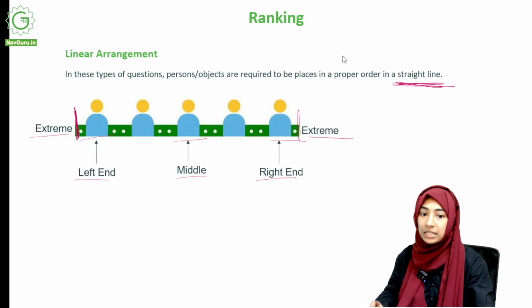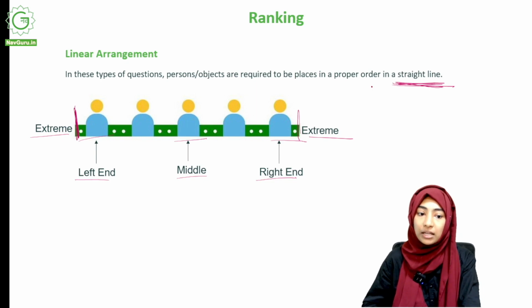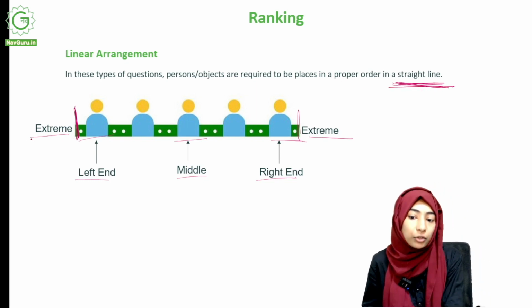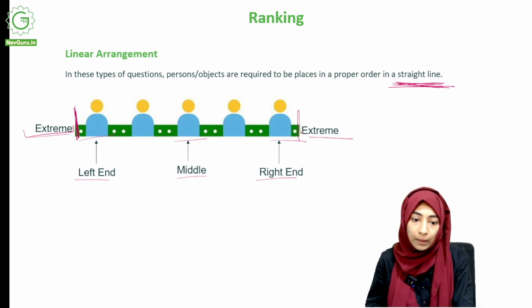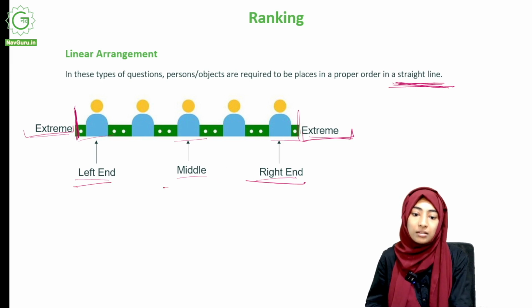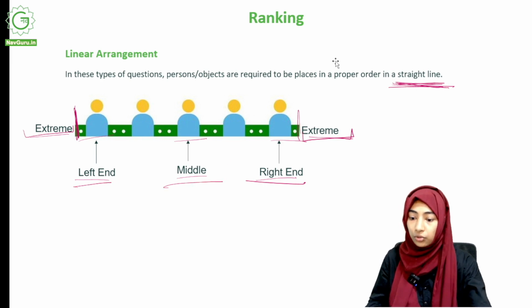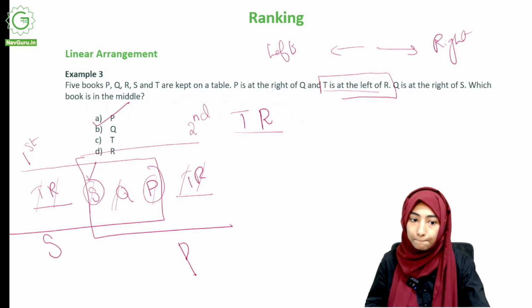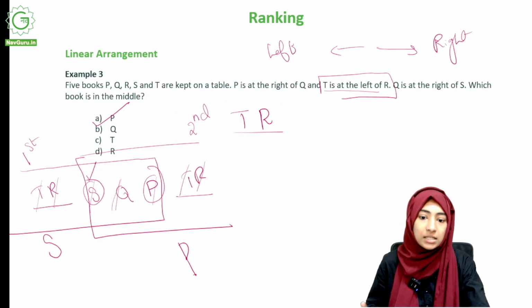For linear arrangement, we learned that the objects are required to be placed in a straight line, and for linear arrangement the concepts that you need to know are of extremes. Okay, you need to know the extreme concepts, the right end, the left end, the middle. These are the concepts you need to know under linear arrangement. And then we did a couple of questions.